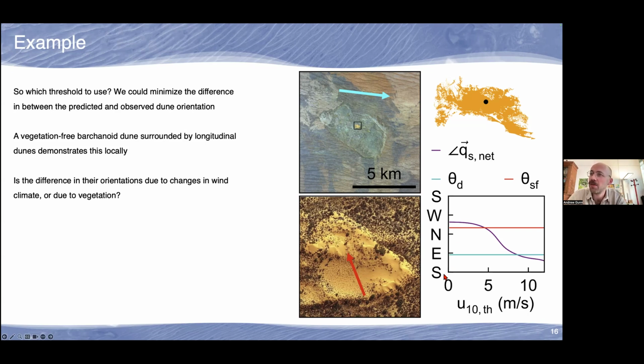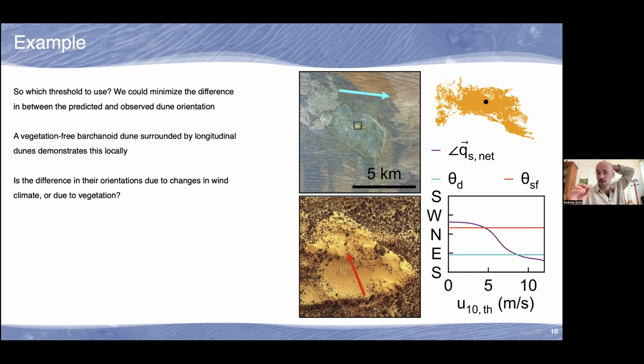And as we vary the threshold wind speed in this location, we can see that the net orientation of the sand flux for the same windrose, of course, goes through the orientation of the free dune at low friction velocities, which are around what you would expect for free sand. And then it swings down to the orientation that the linear dunes are at for high thresholds, which would be consistent with having vegetation. So this is quite nice.